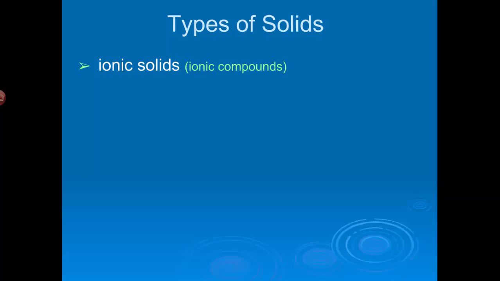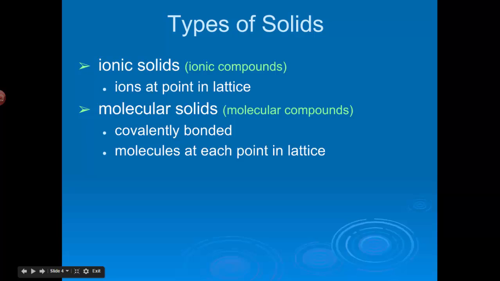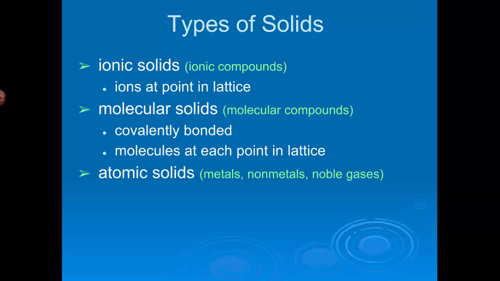So we have ionic solids. Ionic solids are ionic compounds. They're crystalline. And at each point in this lattice structure, we have an ion. Okay? We have molecular solids. These are molecular compounds. In other words, the atoms in the molecules are covalently bonded, and at each point in the lattice you'll have a molecule, an entire neutral molecule instead of an ion. And then there are atomic solids like metals, nonmetals, noble gases, in which case the points in the lattice are occupied by single atoms only.